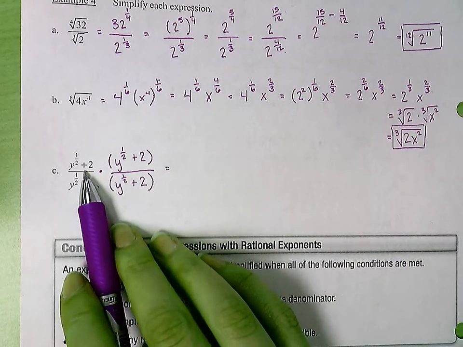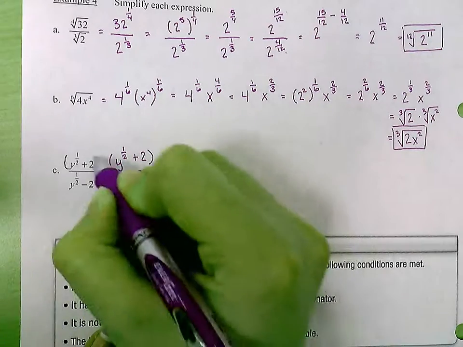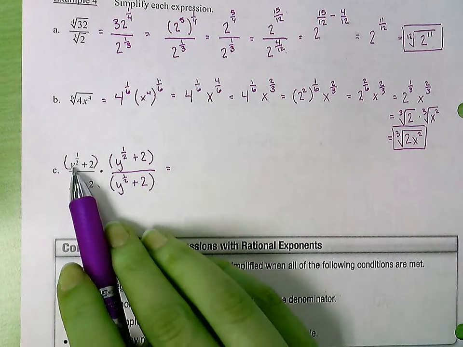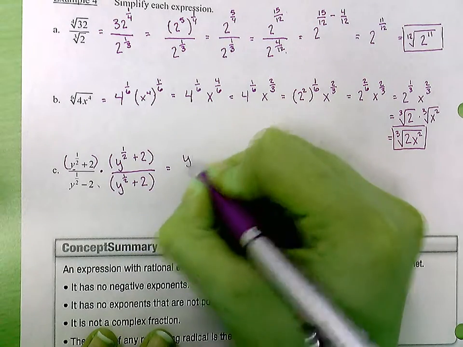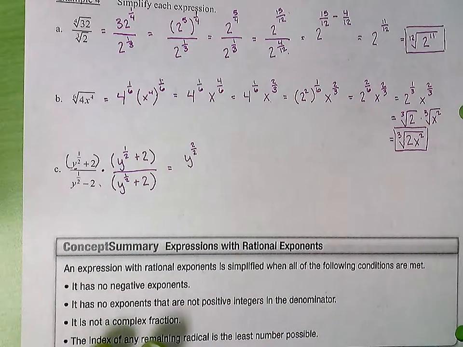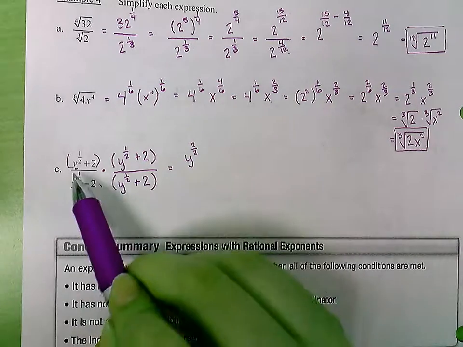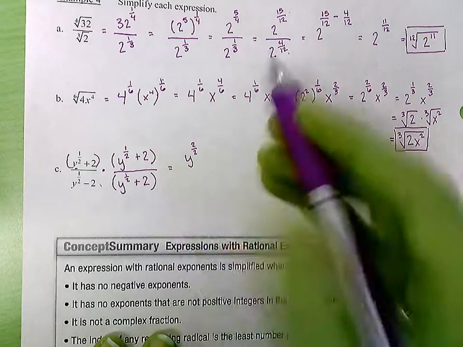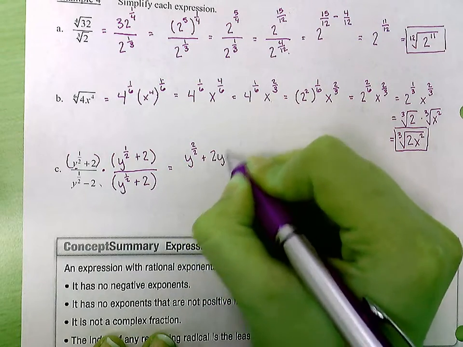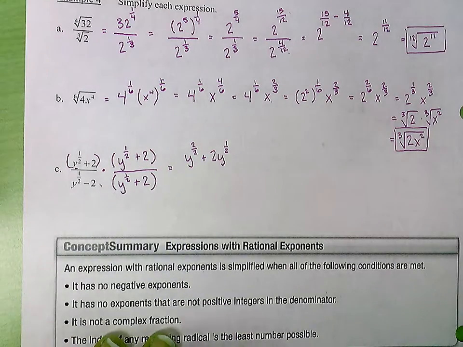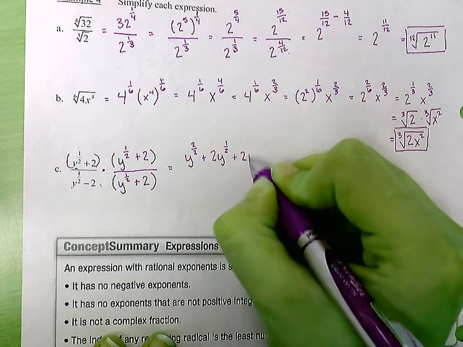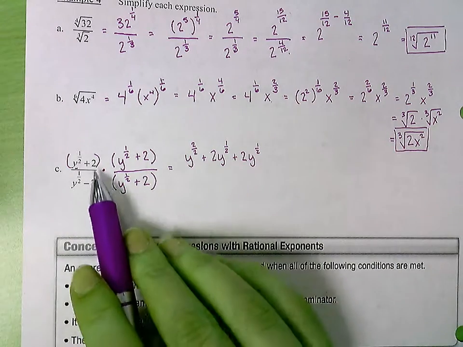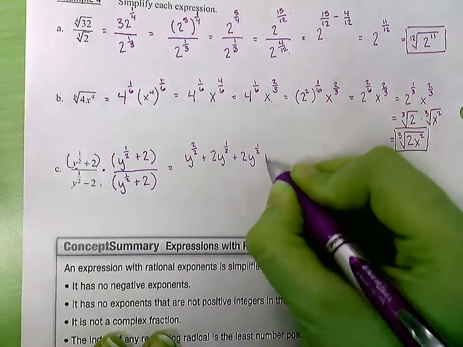So on the top here, you do need to FOIL it. We have our first terms, y to the 1/2 times y to the 1/2. That gets y to the 2/2, right? I just have to add those numerators in their exponents. Then I have my outer terms, so y to the 1/2 times 2. So we have 2y to the 1/2 power. Our inner terms, we have 2 times y to the 1/2. So again, plus 2y to the 1/2. And then our last terms, 2 times 2 is 4.